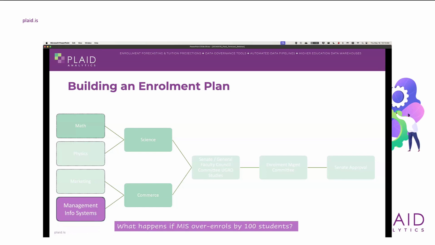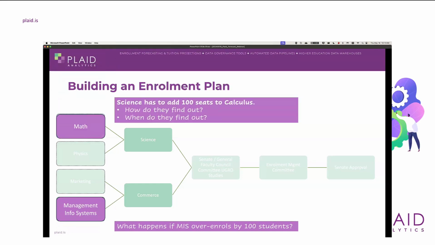So if the departments are involved, or if their faculty is actively planning at the department level, even if the department's not actively involved, one situation we see happen a lot is, what if a particular program area over-enrolls? So in this example, we're saying, what if management information systems within commerce over-enrolls by 100 students? Well, oftentimes, students in MIS have to take calculus in their first year. So we need to make sure that science is both aware that there's an over-enrollment coming and that they have the resources to do something about it. And in an ideal world, they find out early.